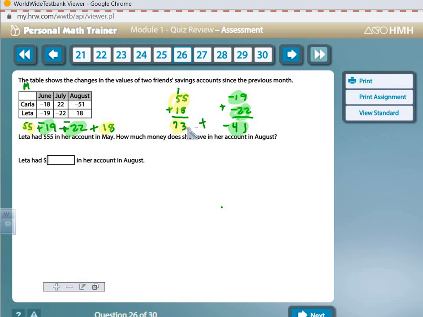Okay. All right, then I ask myself, so what do I have here? I have 73 plus negative 41. What do I have more of? I have more positives, so my answer is going to be positive. How many more do I have? Well, I'm going to have to subtract. 3 minus 1 is 2. 7 minus 4 is 3. So I get 32. Okay? So that means that Lita had $32 in her account at the end in August.